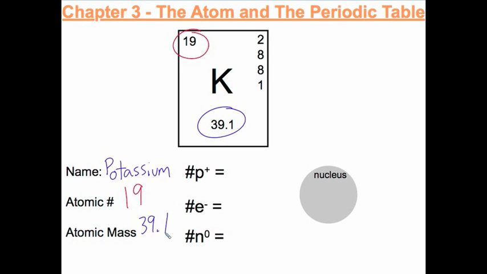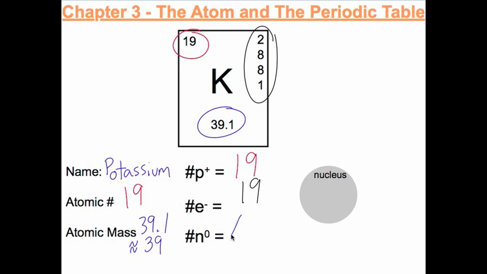But you cannot have 0.1 protons or neutrons, so we're going to round that to the closest whole number, which is 39. The number of protons is the same as the atomic number, so there are 19 protons. The number of electrons we can get two different ways. First, the electrons have to cancel out the protons, so if there's 19 positives, there must be 19 negative electrons balancing out the positives. Or you can add up these numbers here. 2 plus 8 plus 8 plus 1 is 19.